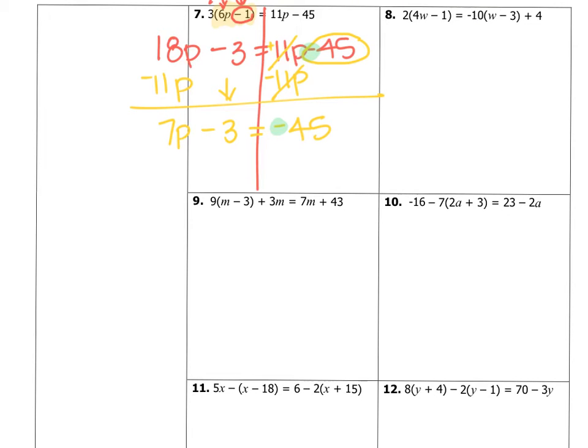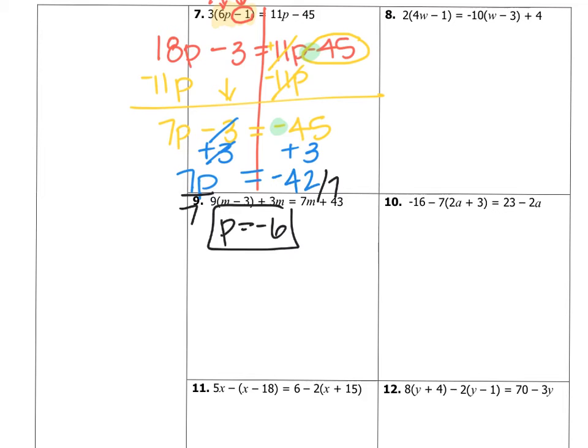All right, so if we finish solving, I'm going to move my plus 3 over here. I'm left with 7p. My 3's cancel. Over here, negative 45 plus 3 is negative 42. Do not be scared to put that in a calculator. It's okay. Use your calculator. All right, to get the p by itself, I'm going to divide both sides by 7, and I get that p equals negative 6.